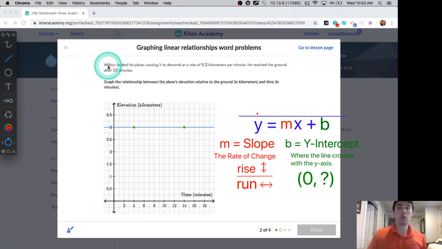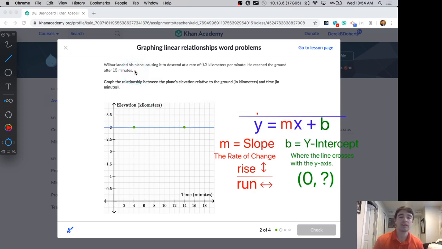So we're told that Wilbur landed his plane, causing it to descend at a rate of 0.2 kilometers per minute, and he reaches the ground after 15 minutes. Graph the relationship between the plane's elevation, which is height, how high it is in the air, relative to the ground, and the time in minutes. So here, we're going to have to make sense of, do we give a y-intercept, do we get a slope, how are we going to make the graph based on the context of this real-world problem?